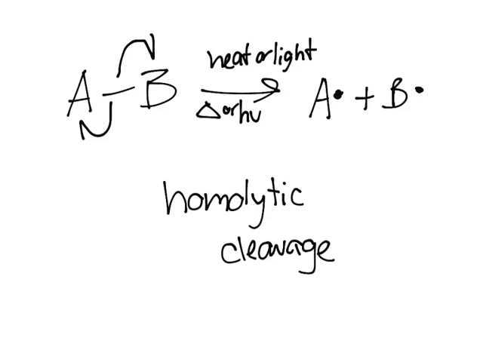And on the other hand, if you had heterolytic cleavage, it would be something like this, where you give both electrons to one of the atoms. And so this would result in A plus and then B minus. So the B would have a negative charge because it has a lot of electrons. And so let's do an example.